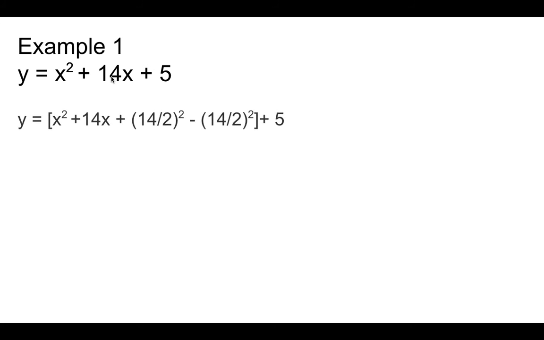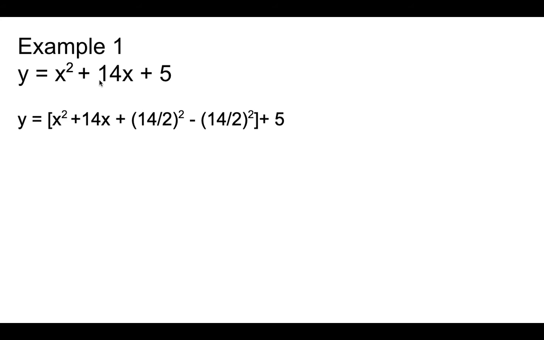So let's do an example here. So let's say we have y equals x squared plus 14x plus 5. So the first step is to find the greatest common factor of the first two terms, but only of the numbers. Okay, now there's a 1 here and a 14 here, which means we don't really have a greatest common factor. So we're going to go to the next step.